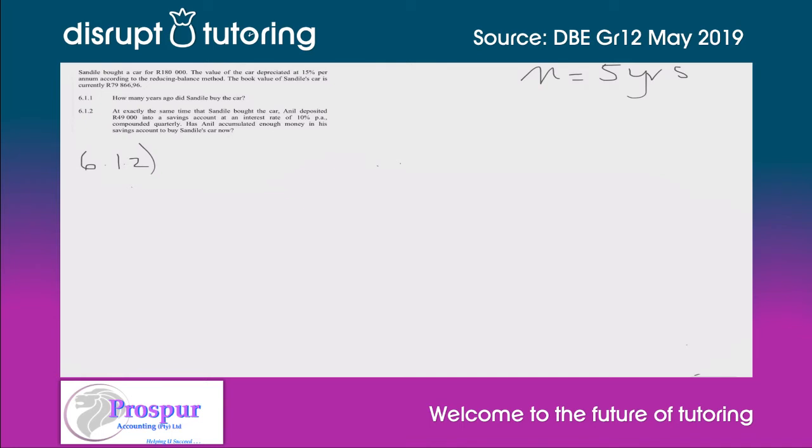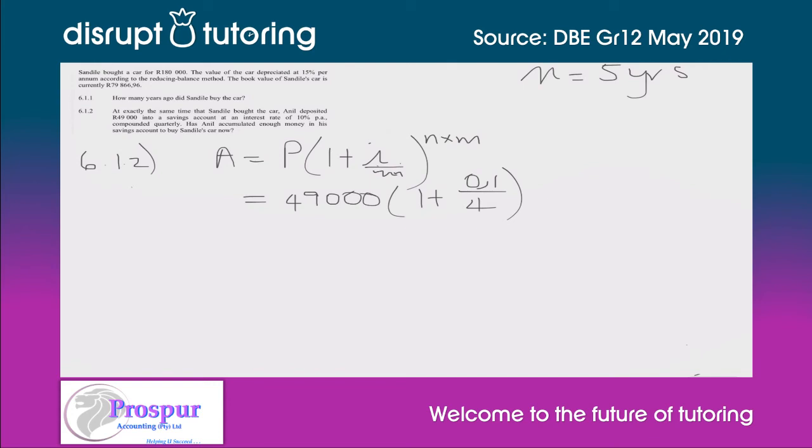Okay, so what we're going to do is grow his investment compounded. So it's going to be the principal amount times 1 plus the interest rate over the number of compoundings per year, and then we're going to have the number of years times the number of compoundings within that year. The principal amount here is he put 49,000 Rand into that bank account. 1 plus the interest rate was 0.1, so 10%, over 4, since it was compounded quarterly, so 4 times in a year. And then we've got 4 times the number of years, which is 5 years, so that's going to be 20 on the outside.